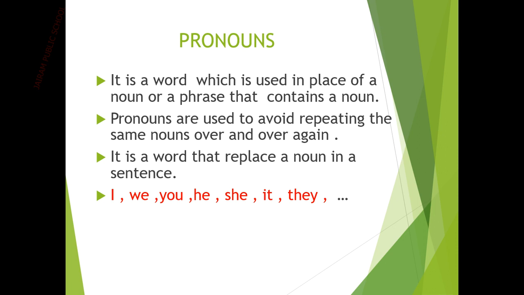Pronouns are I, we, you, he, she, it, they. For example, Raja is a doctor. He is my friend. In the first sentence, Raja is the name of a person which is called a noun. In the second sentence, instead of Raja, I am using a pronoun word which is he. Raja is a doctor. He is my friend. In this sentence, he is a pronoun.